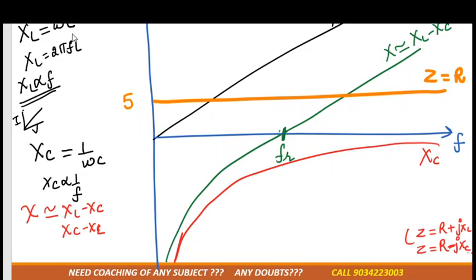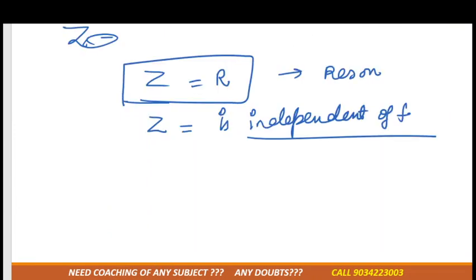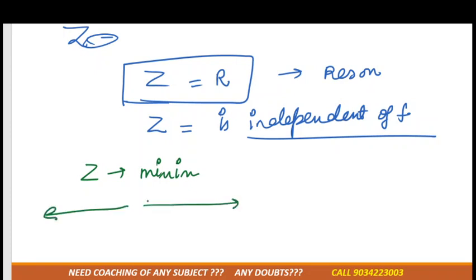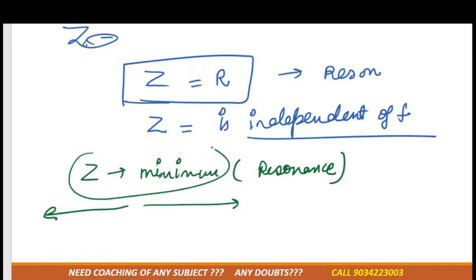Now in the next case, we need to draw the minimum impedance. I told you, only at the condition of resonance, Z is minimum, meaning before resonance it is maximum and after resonance it is also maximum. It is minimum only at resonance. What does it mean? If there is no resonance, then impedance would not be minimum, right or not?